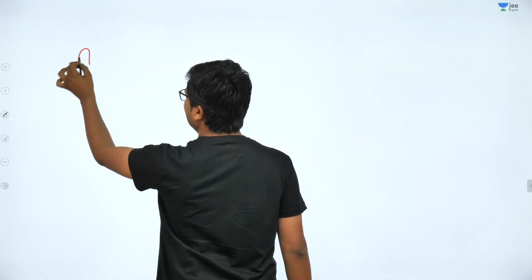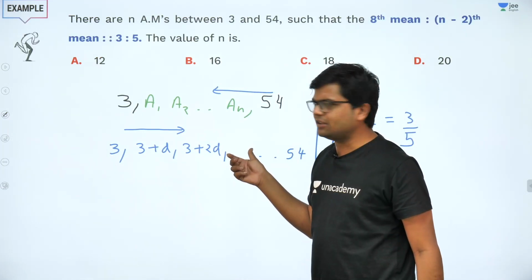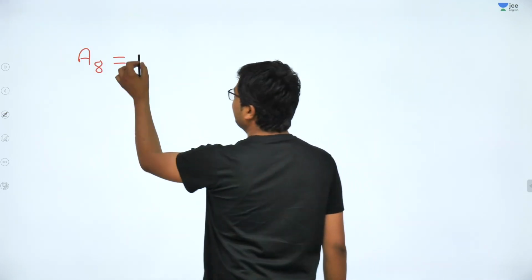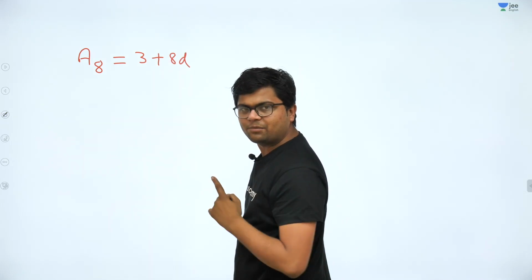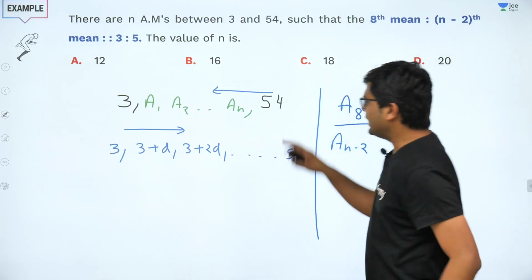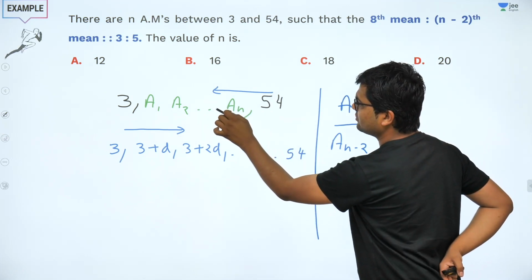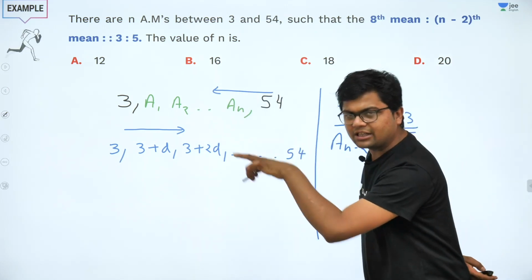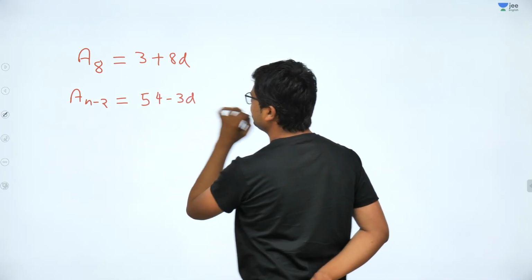So students, a8 is the 9th term of this sequence, because the 8th arithmetic mean means this is the 9th term. So from the forward AP, a8 can be written as 3 plus 8d, since it is the 9th term. Got my point? Now an-2, I am writing it from the backward direction. So it is the first term, second term, n-1 will be the third term and n-2 will be the fourth term in the backward direction. So it is the fourth term, therefore it will be 54 minus 3d.